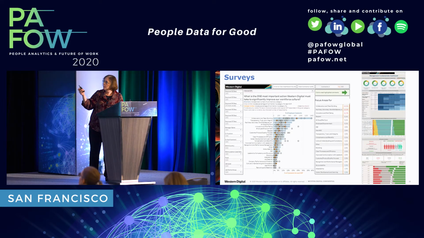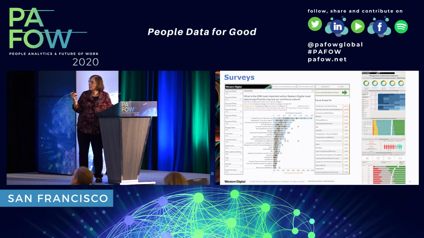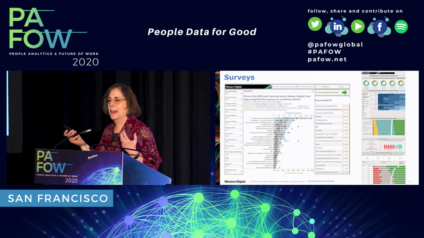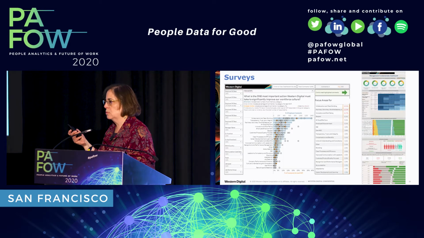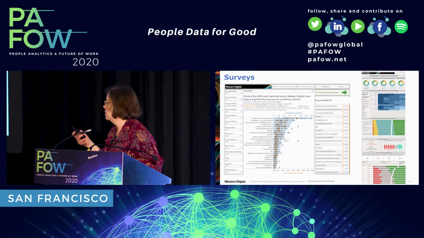And I want to talk a little bit about the culture survey. I know there was a section on topic modeling yesterday. So we've built our topic modeling right into our dashboard. You can see this question is, what is the one most important action Western Digital must take to significantly improve our workforce culture? We structured the question in a way that we would get actionable feedback, right? That's really important: when you're asking an open-ended question, make sure that it's not going to be too biased. Make sure that you're going to get the kind of feedback that actually is going to give you the outcome that you're looking for.